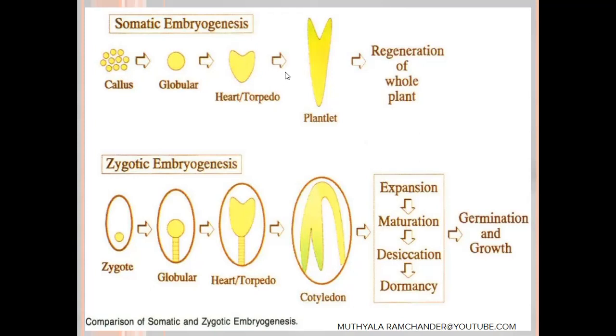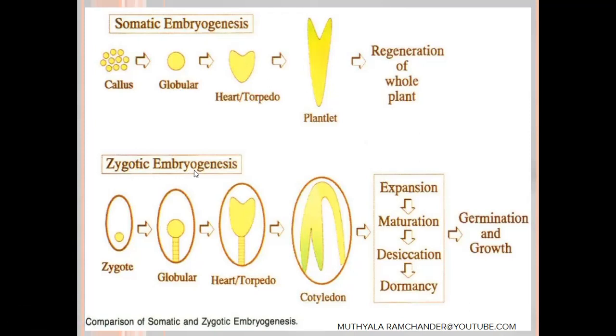So bipolar development, bipolar regeneration. From this heart or torpedo embryo, root is developed, shoot is also developed, and a complete whole plant is developed. So regeneration of a whole plant from vegetative parts is called somatic embryogenesis. It is completely under aseptic conditions, maintaining a proper environment for the somatic embryogenesis procedure.